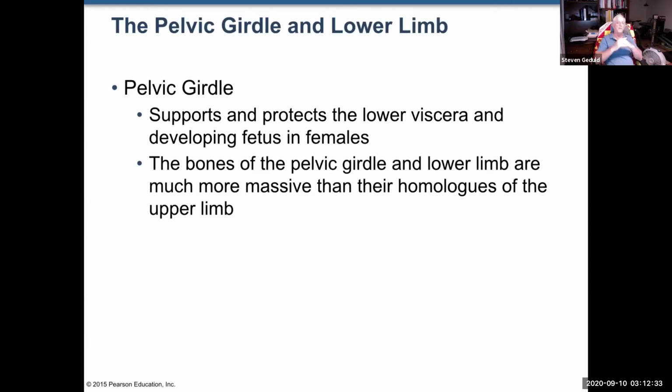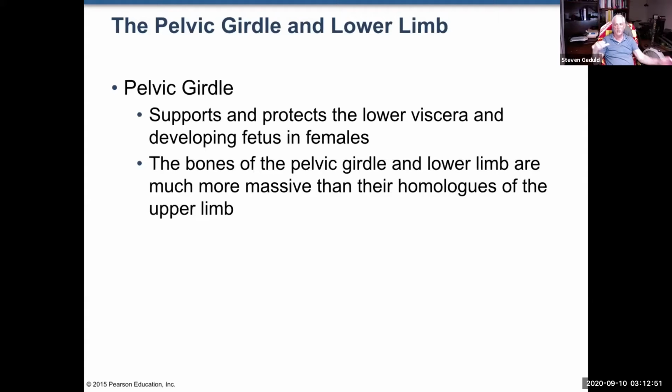Okay, so the pelvic girdle, your hip bone, supports and protects the lower viscera and developing fetus in females. The bones of the pelvic girdle and lower limb are much more massive than the homologs, the similar ones, of the upper limb.